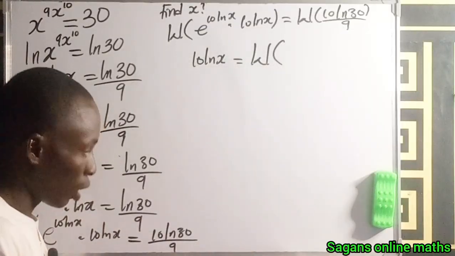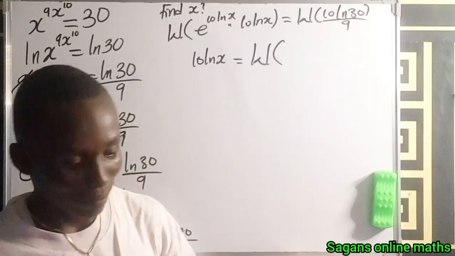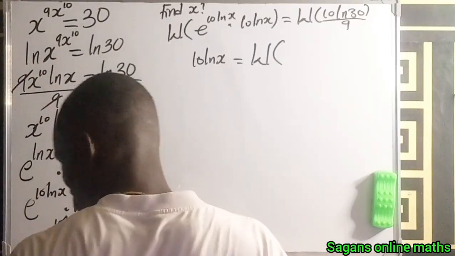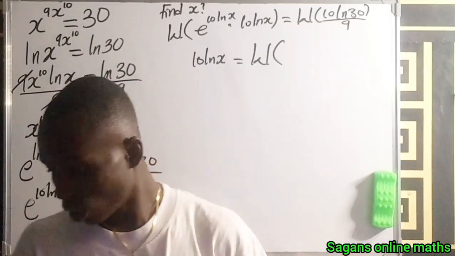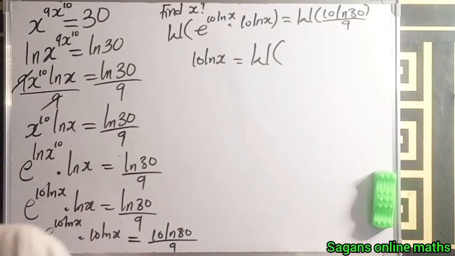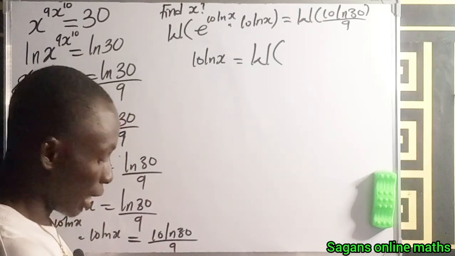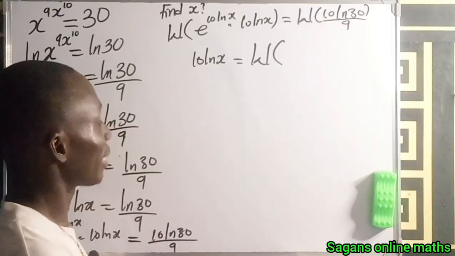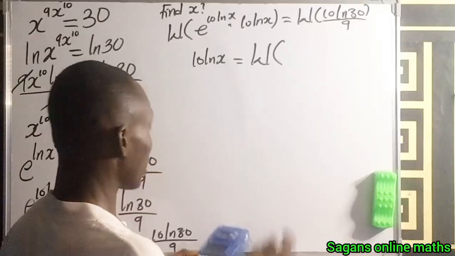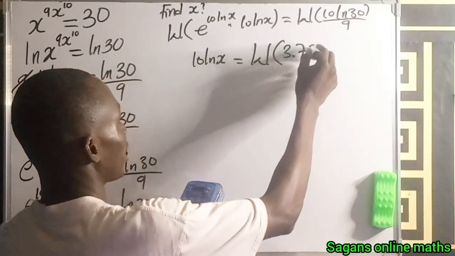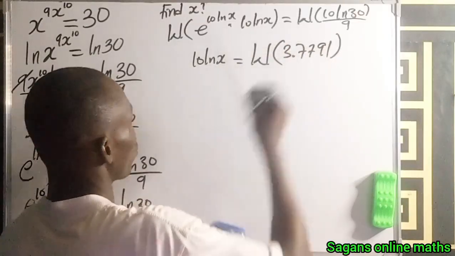Now let's find the value of 10 ln 30 divided by 9 before we can apply our Lambert W function. Let me use my calculator to do that quickly. All right, the value of 10 ln 30 divided by 9. I have 3.7791 at 4 decimal places, right? Wow, this is what I have.